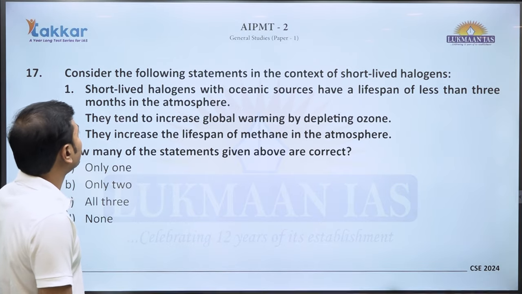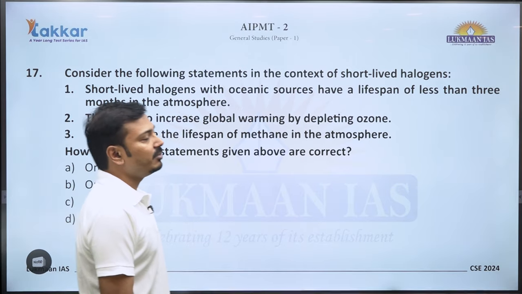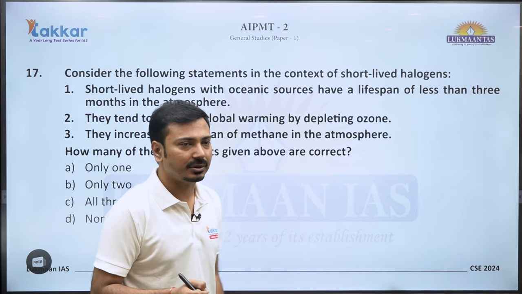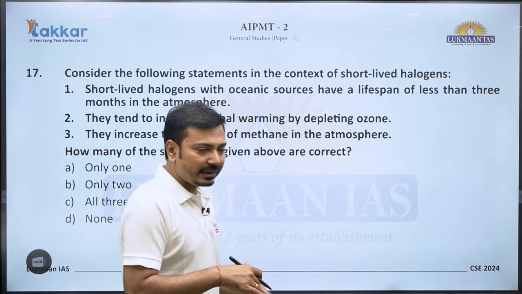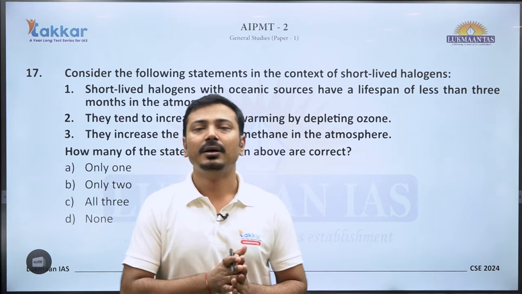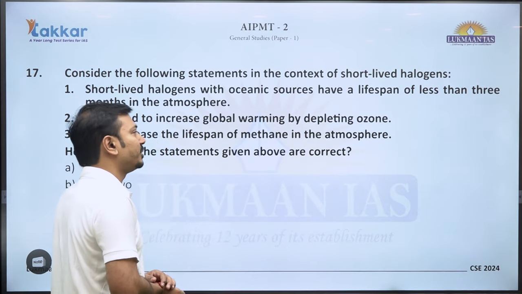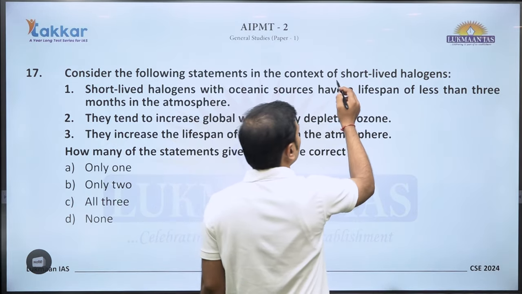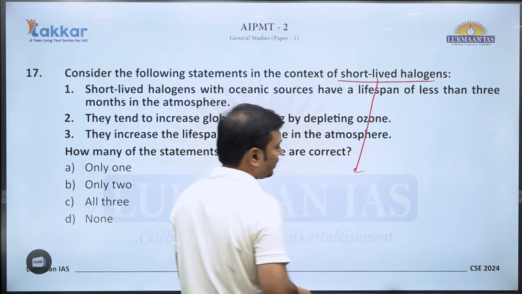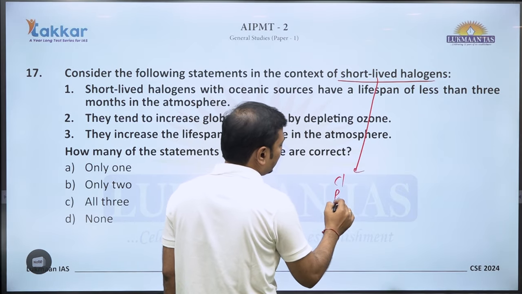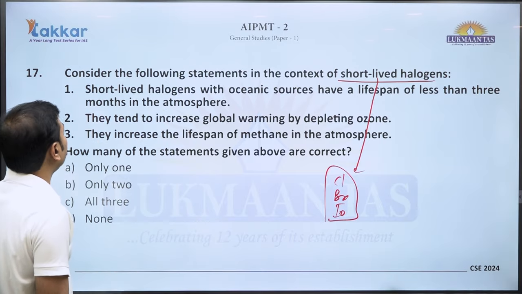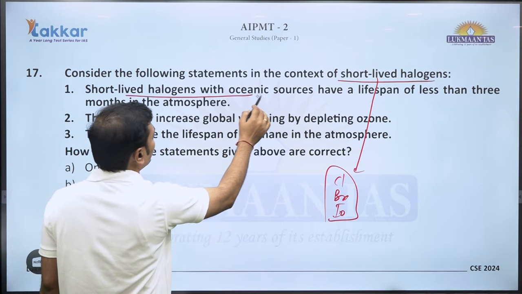Now yes, pollutants: minimum 1 to 2 questions are specifically on pollutants in the environment section, and we are trying to cover the variety of pollutants. Whatever has been asked till now in PYQs, you should definitely do that. But those questions, those topics which are not covered yet by UPSC, like short-lived halogens. Okay, short-lived halogens. Halogens, we know which group is there? Chlorine, bromine, iodine. Okay, so that is the halogen group, right?